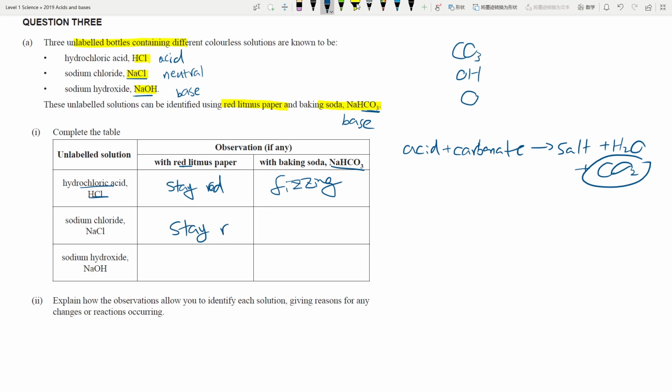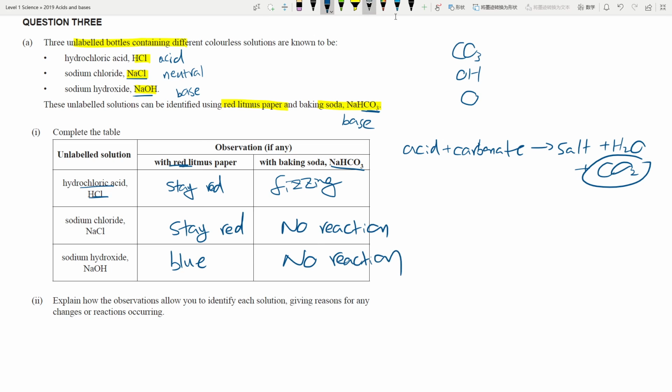NaCl is going to stay red because it's neutral. Litmus paper only turns from red to blue if you have a base, so NaOH will go from red to blue. Neutral things have no reaction with NaHCO3, and sodium hydroxide, there's always no reaction with that as well.